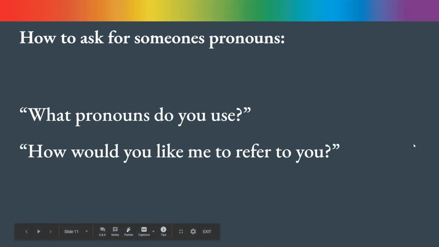Moving on, so how to ask somebody for their pronouns. There's lots of different ways you can do that, but I find that the easiest is to ask, here's some prompts: what pronouns do you use, or how would you like me to refer to you? The idea is to get the information you need to know how to refer to somebody, because you don't want to assume someone's pronouns. You should always ask instead of assuming, and do it in a respectful way.